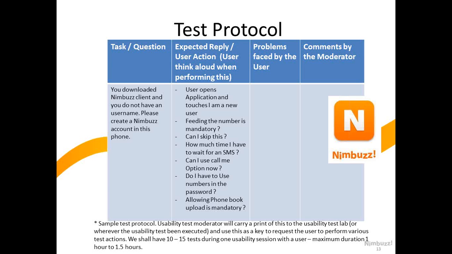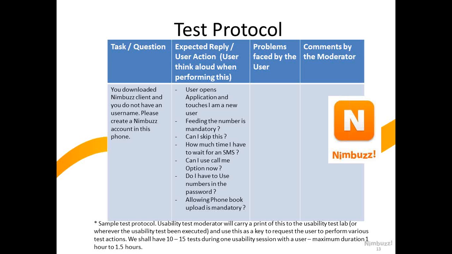So, for example, here allowing phone book upload is mandatory. In Nimbus we upload the user's phone book to our servers to match if any friend in this phone book is already using Nimbus, so we match and connect them automatically. So we show a pop-up that says upload your phone book. For a user, the moment they read upload your phone book to the server, they will think about whether their phone book is secure or not. Even now this problem is there.